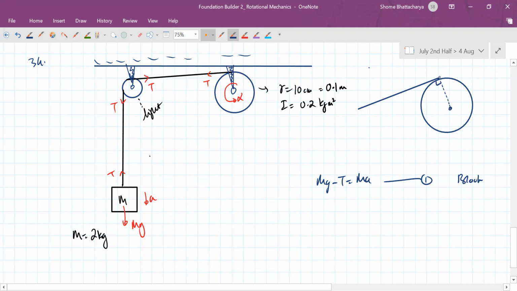So this angle is 90, okay, and the tension is acting like this at this point. So the moment arm of the tension is the radius. Okay, so the torque that this is creating.